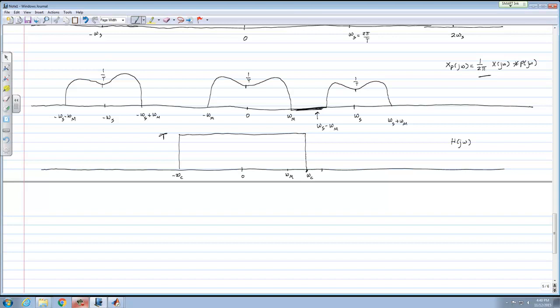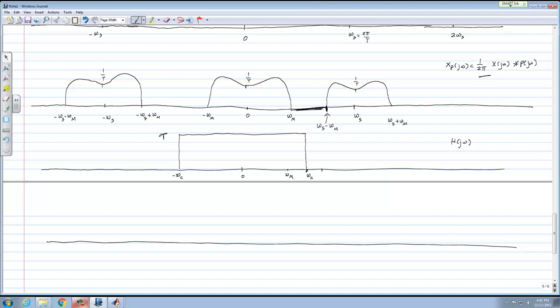Not only real close, they're going to start to overlap. So let me draw the picture when t is large and omega s is somewhat smaller. What is going to happen is this. Notice that this is the key thing: this point is omega s minus omega m. What you really want is for omega s minus omega m to be larger than omega m, so that the two replicas don't overlap with each other.